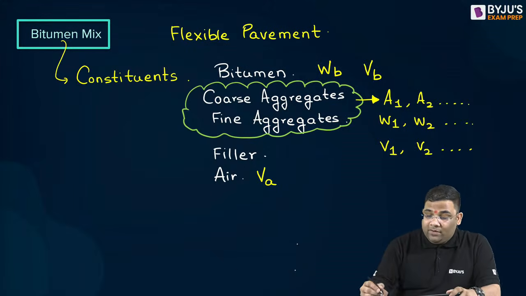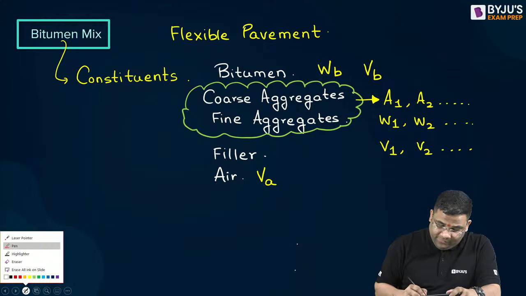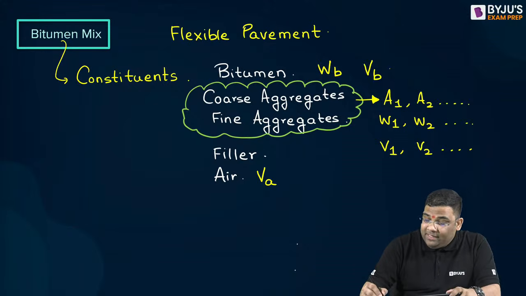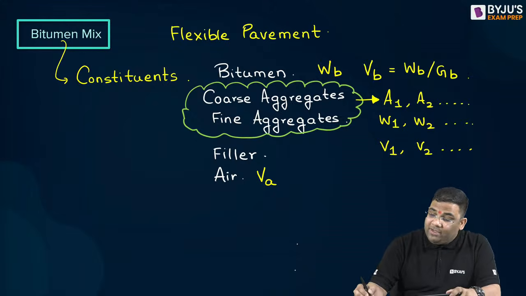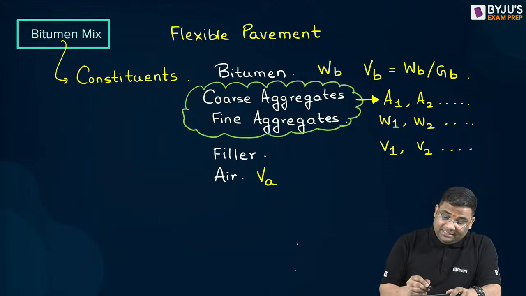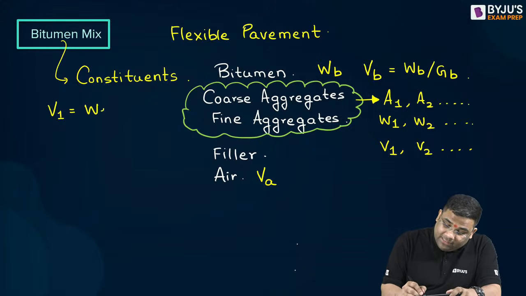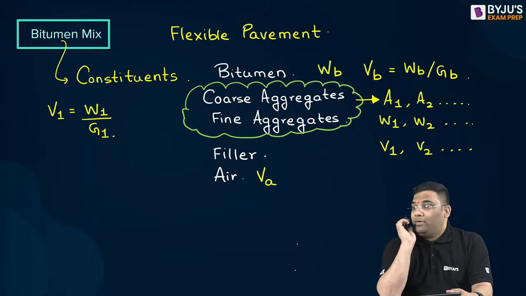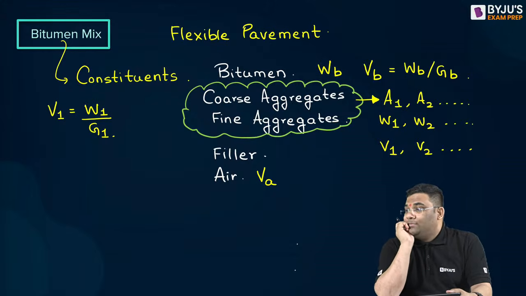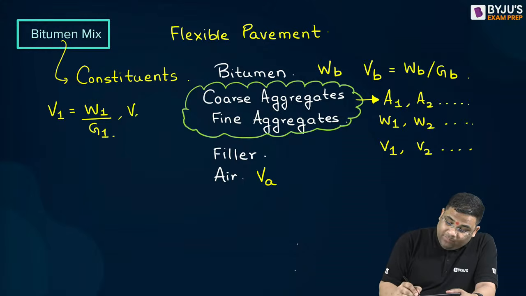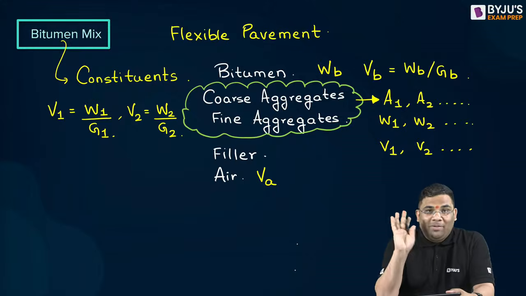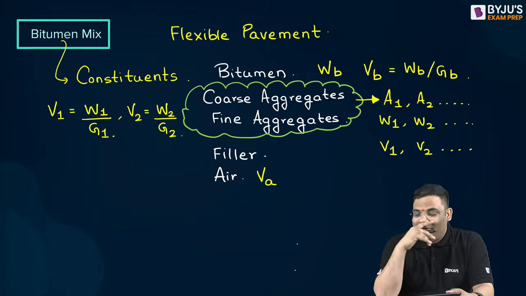So if I take the bitumen, I can say this VB will be equal to what? The weight of bitumen divided by what? The specific gravity of bitumen. And similarly I can say the volume of these aggregates individually will be what? The weight divided by what? The G. Okay. Welcome Ankur and Manjunath. Okay. Similarly I can say V2 will be equal to W2 by G2. I cannot say that for air because air doesn't have any weight, we will not consider it in that way.